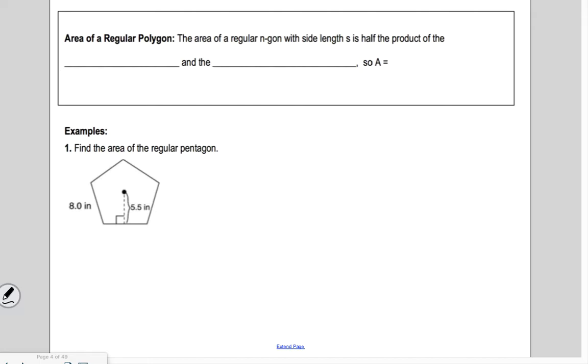All right, so the area of a regular polygon: the area of a regular n-gon with side length S is half the product of the perimeter and the Apothem. So A is equal to 1/2 PA.